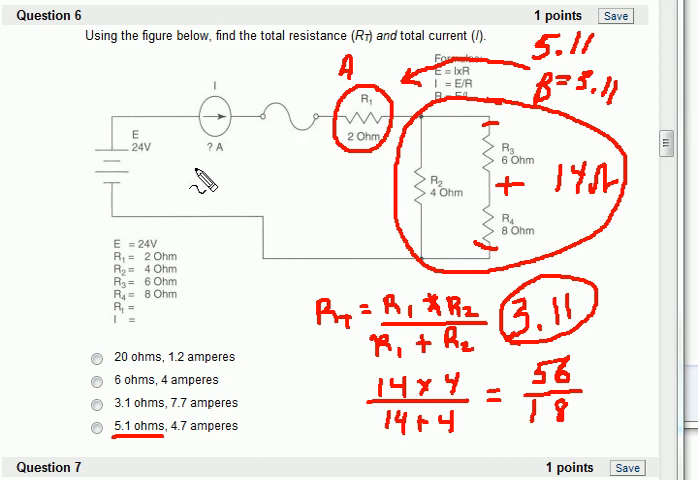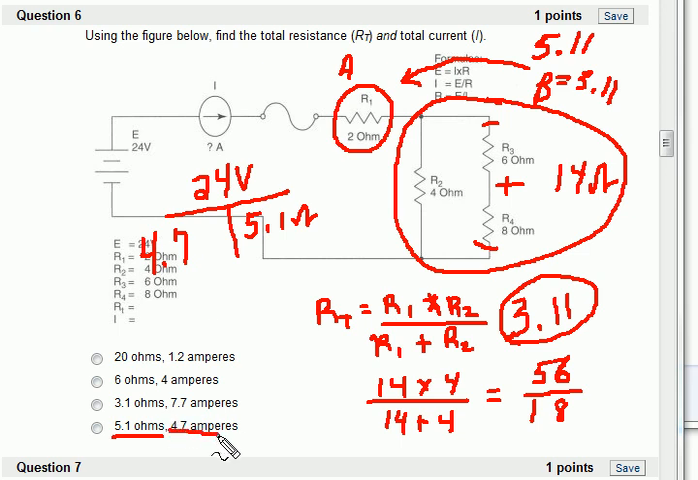Well, I'll look at this and say, I know my total voltage is 24 volts. If I take that and divide it by 5.1 ohms, I'm going to end up with 4.7. And that's what I ended up with. So that would have been the answer for number 6.